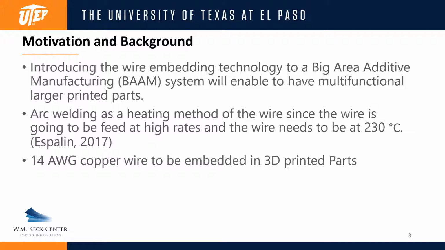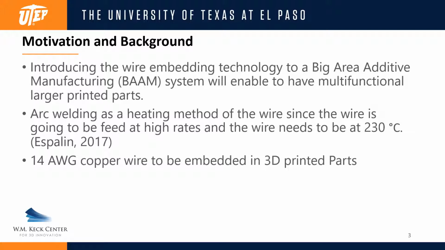Now, the heating method needed to be able to melt the substrate and then place the wire within the part needs to be really high. That's why we need a heating method which is capable to give us 230 degrees Celsius in a small amount of time. So in this case, the copper wire is going to be fed at high rates. That's why we needed this type of heating source. And the gauge of the wire is going to be 14 copper gauge wire, which is going to be embedded in these big parts.